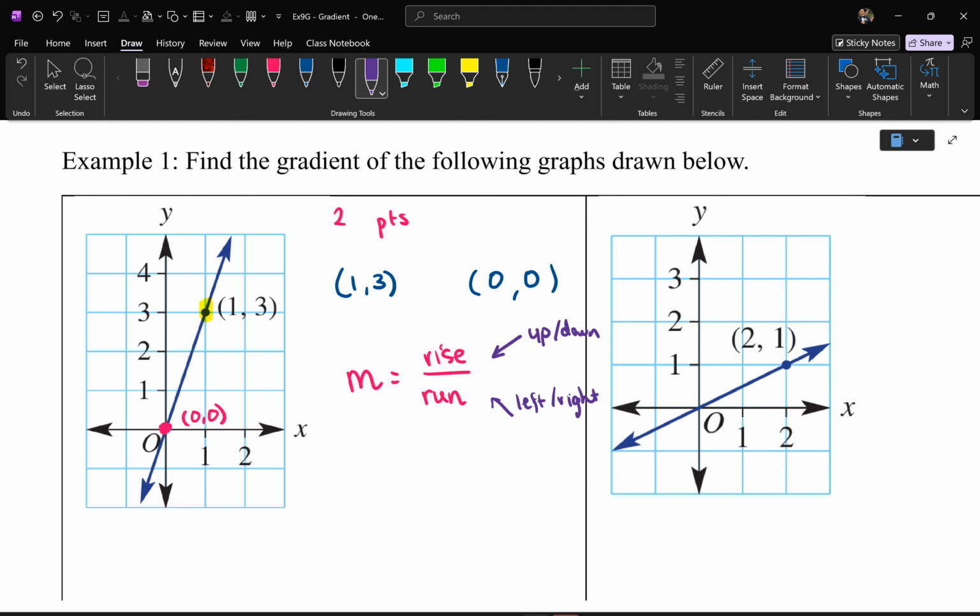How far do you have to go up or down? And how far do you have to go left or right? Obviously, if you're going up, that's positive. Down is negative. If you're going left, it's negative. If you're going right, it's positive. That's all you're going to stick to.